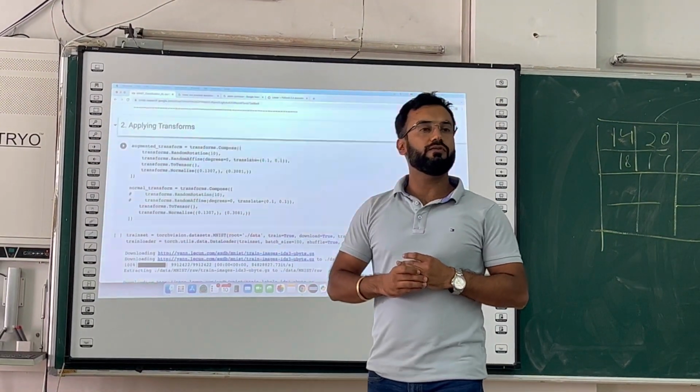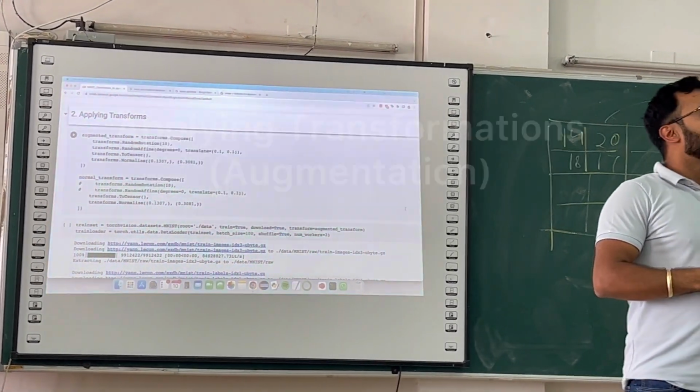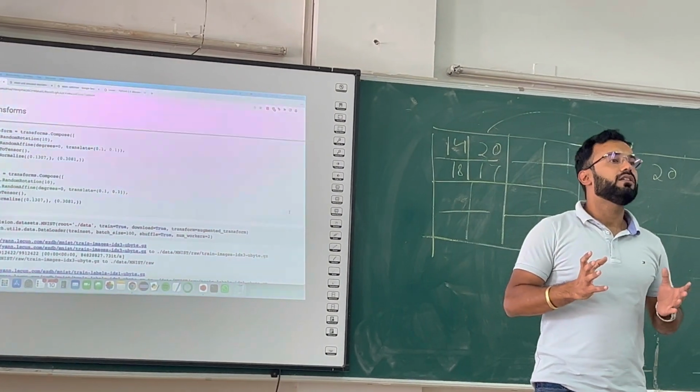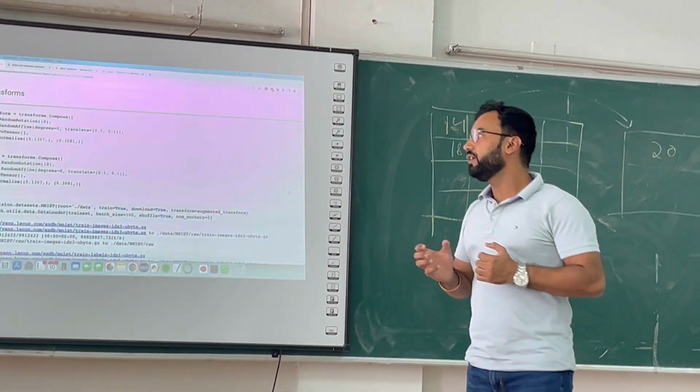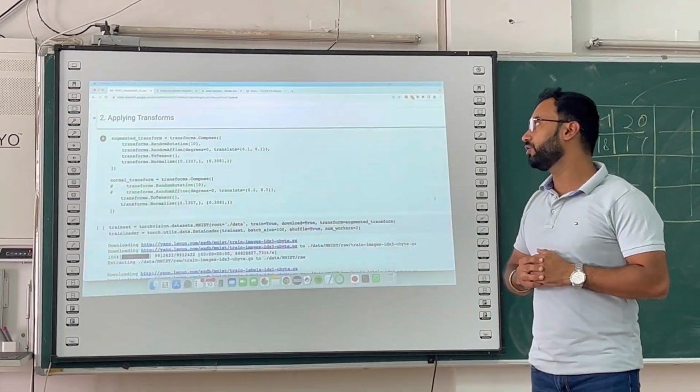Now, another thing which was given to us was applying the transforms. The task was image augmentation. It means that when we have a small set of data, we need to train our model in a better way. We do the data augmentation. To do that data augmentation, we need to transform the images.